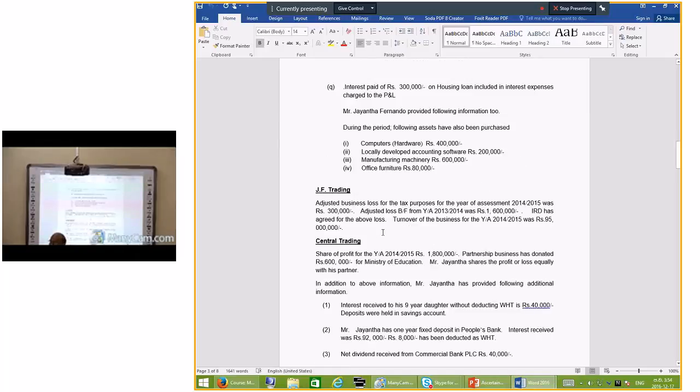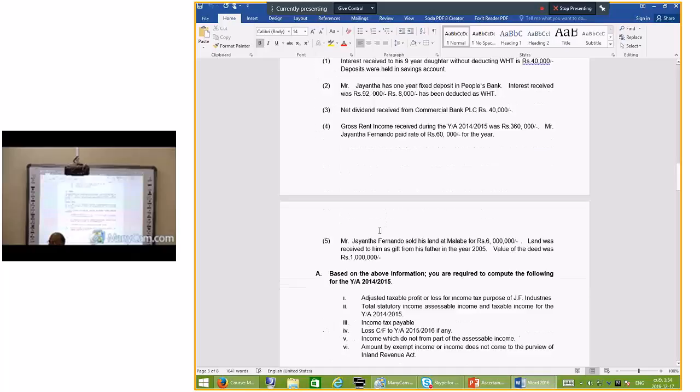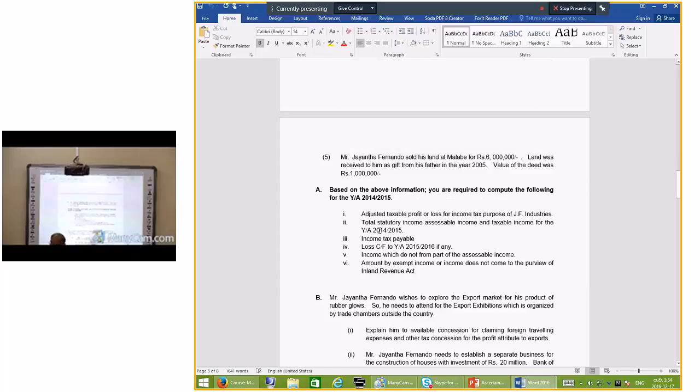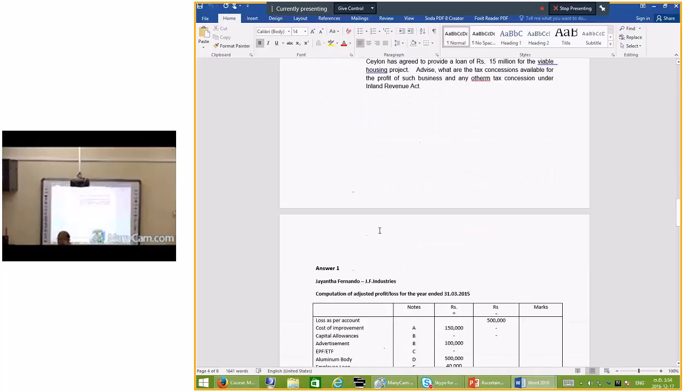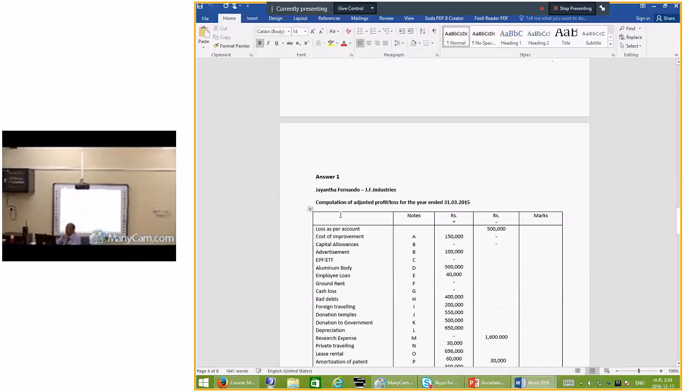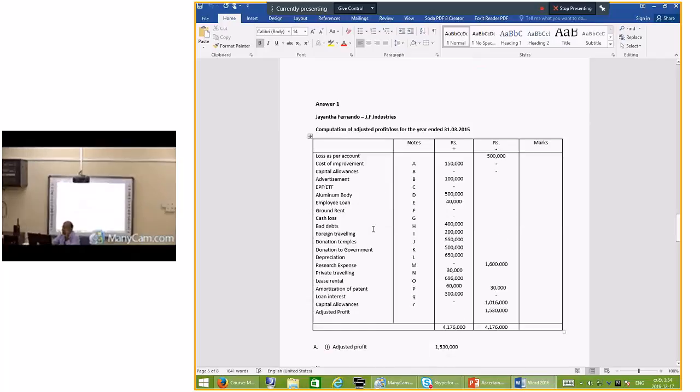The other things we have to learn, this other information, we need at a later stage. Now we are given the information related to the JF industries. You see we have to set up columns that way. We have to note all of this.